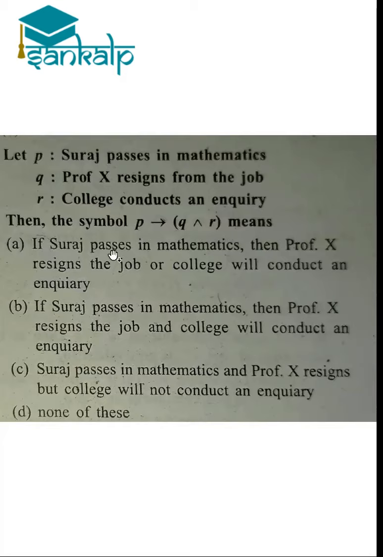So if Suraj passes in exams, then Professor X resigns from the job, or, but here instead of or we have and. So instead of R, if we consider and, as in the second question, if Suraj passes in mathematics, then Professor X resigns the job and college will conduct an inquiry. Okay, so option B gives the right symbolic meaning of P implies Q and R.